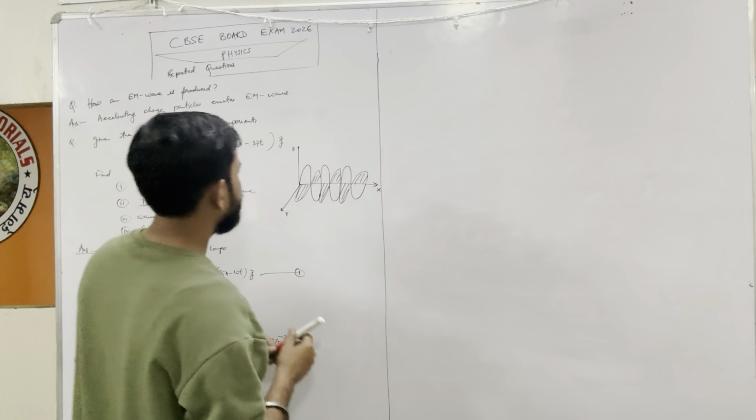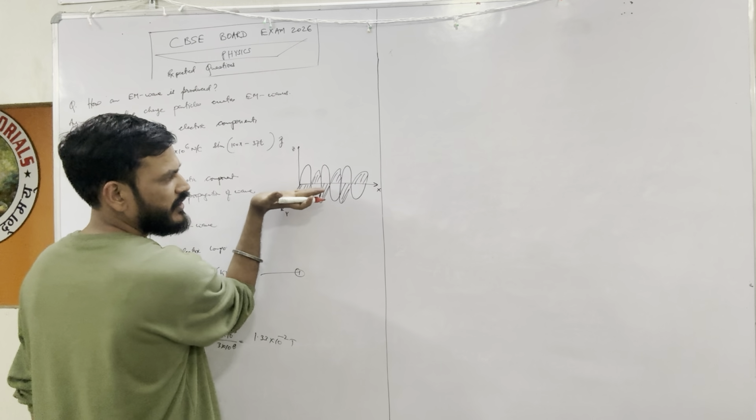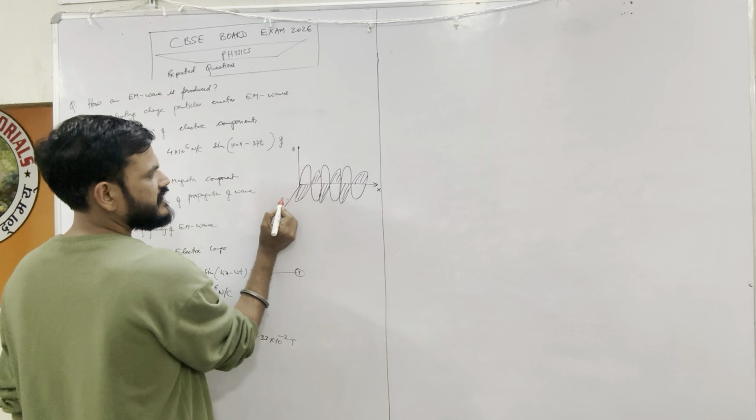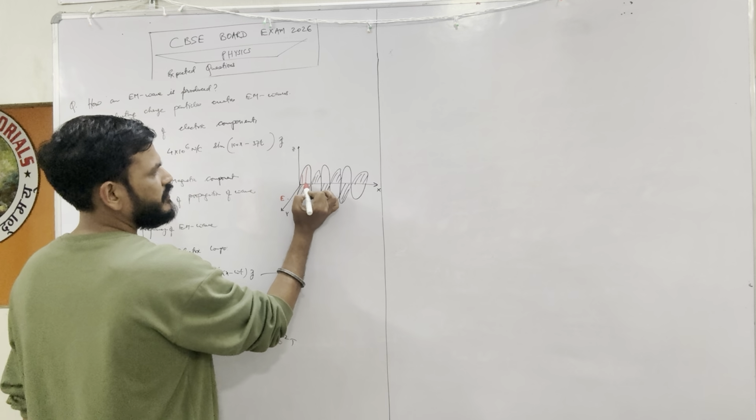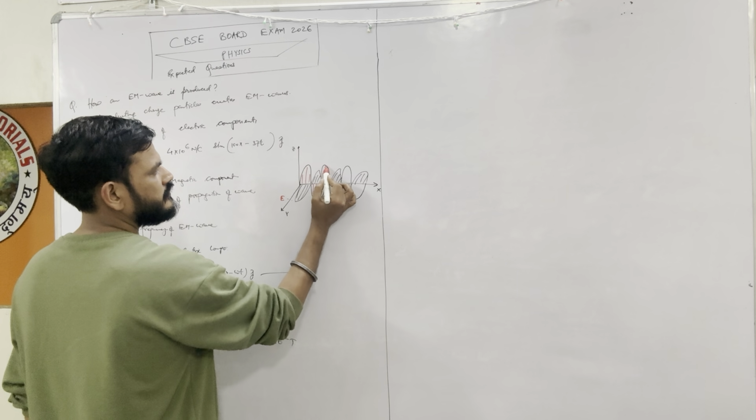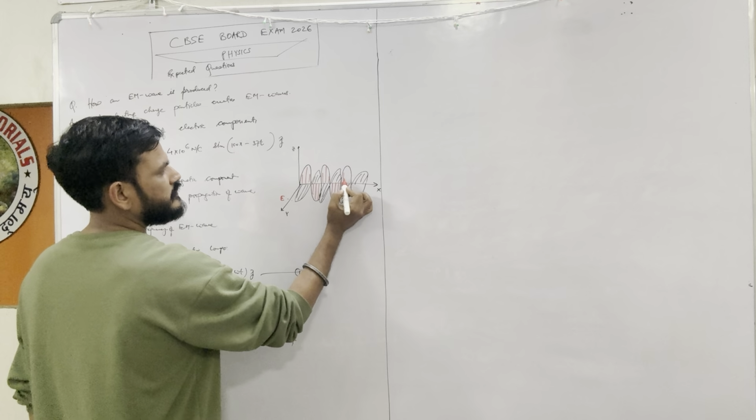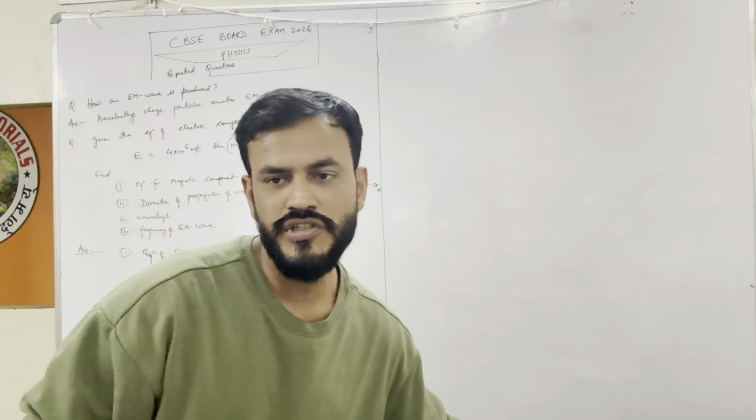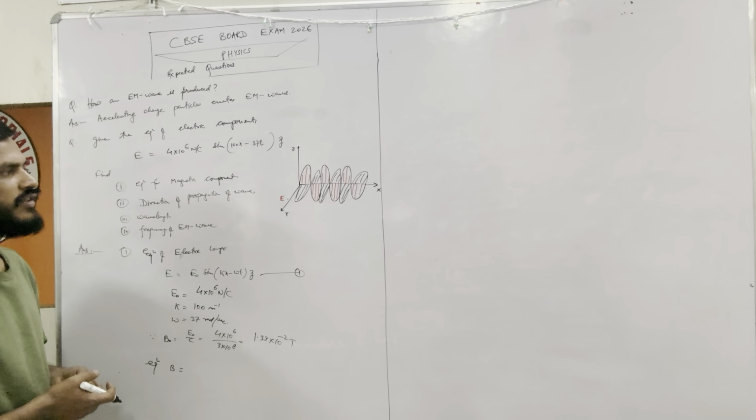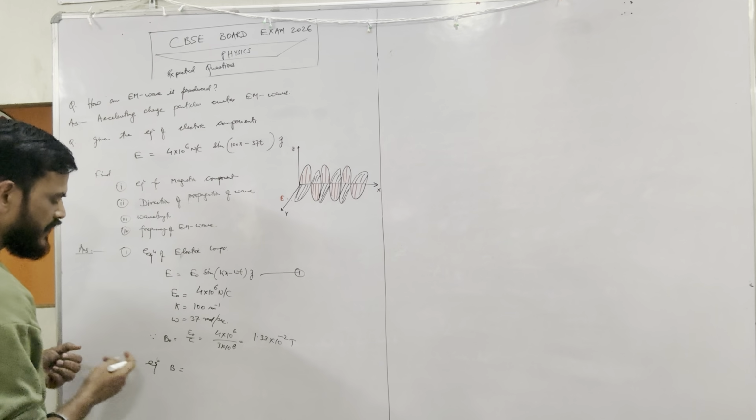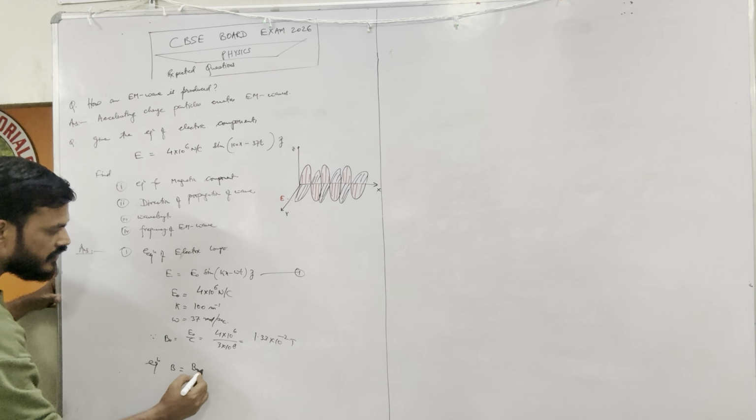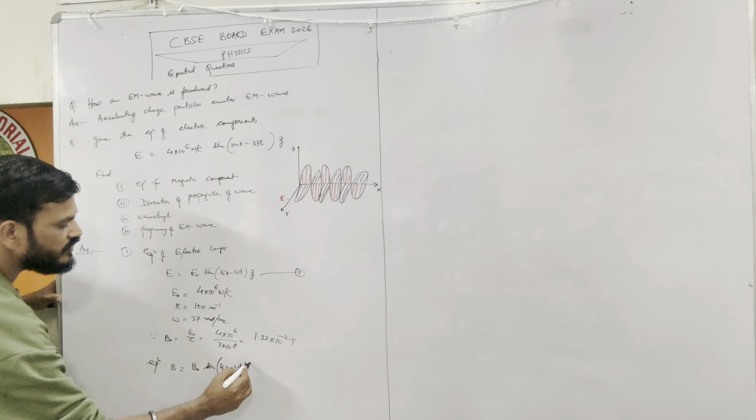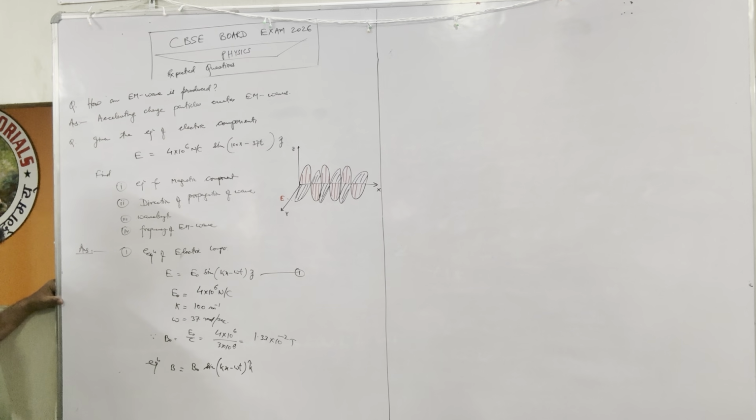Your magnetic component will then be along the Z axis, because the wave is propagating along the X axis and the electric component is along the Y axis. This is E naught, and this will be your magnetic component, because the electric and magnetic components are perpendicular to each other. So B will be B naught sin(kx minus omega t) k, because it should be along the Z axis.